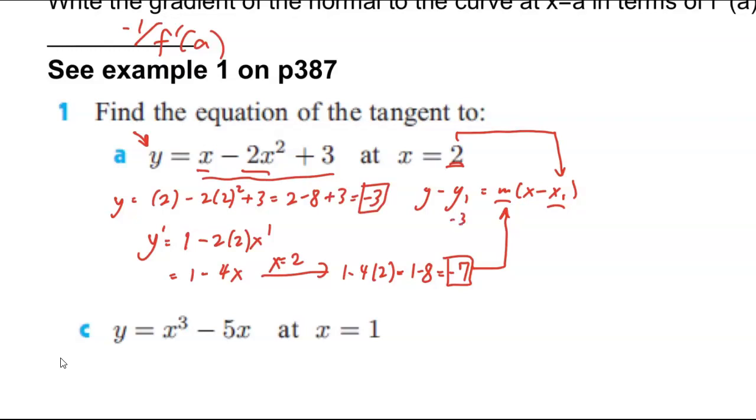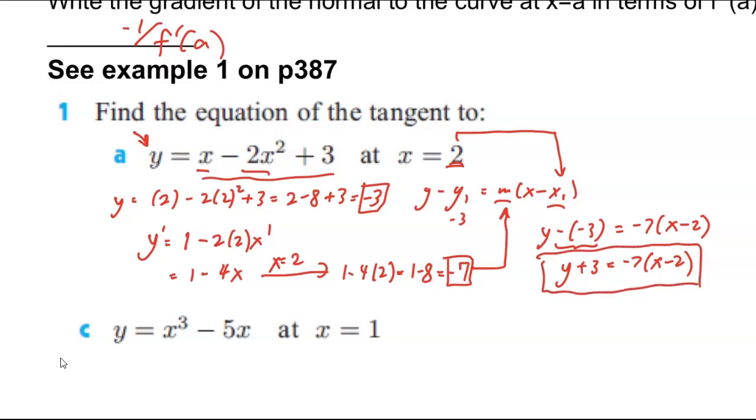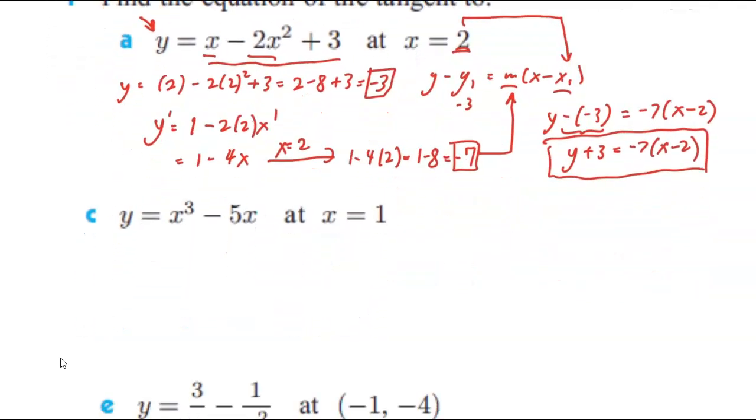Be careful because this is y minus negative 3. Let me rewrite everything with the value substituted in. y minus negative 3 equals negative 7 times the quantity x minus 2. Okay, now we can definitely simplify this by writing y plus 3, but otherwise we're kind of done. We can leave it in point slope form. If they ask you to find it in slope intercept form or something, you would need to solve for y or rearrange it. But that's good, okay? Let's go to the next one.